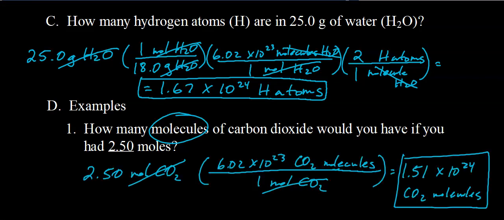All right, here's the setup. We're starting with moles. We're going to molecules using Avogadro's number. And so your calculator, I think, says 1.505 times 10 to the 24th. We want 3 sig figs. Both of those numbers have 3 sig figs.